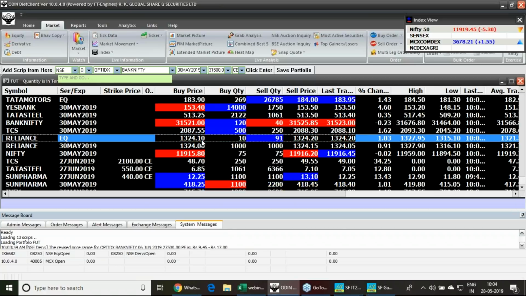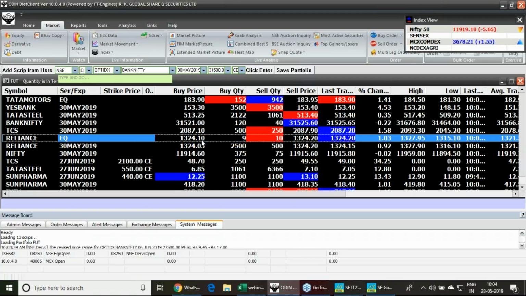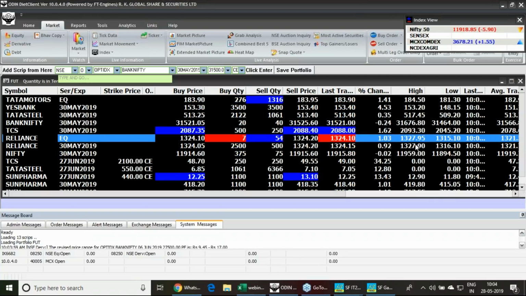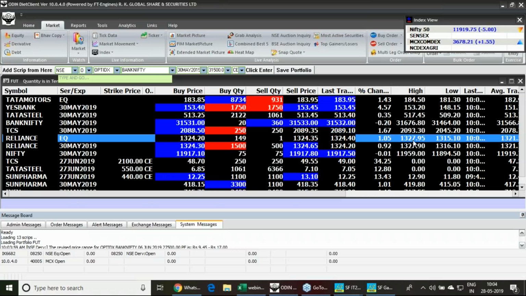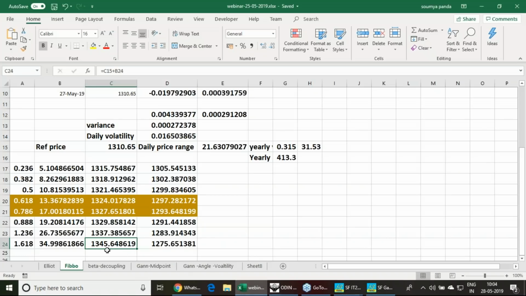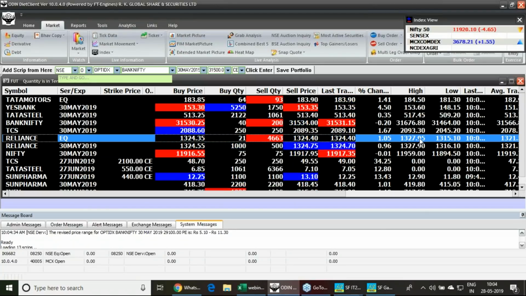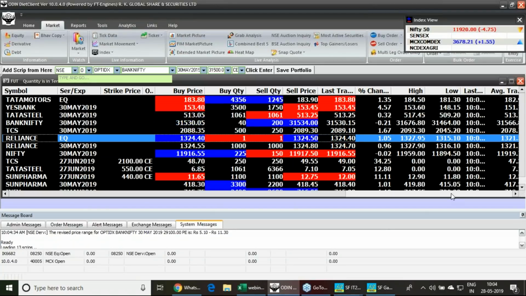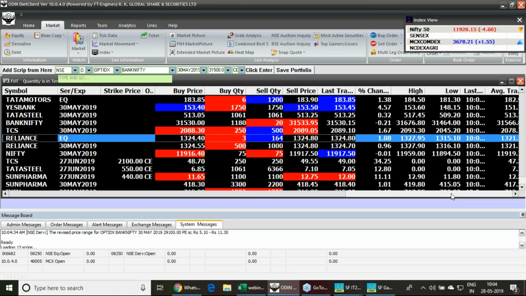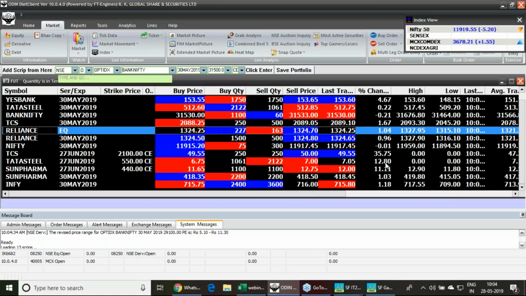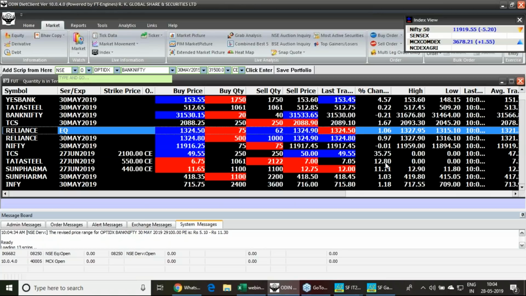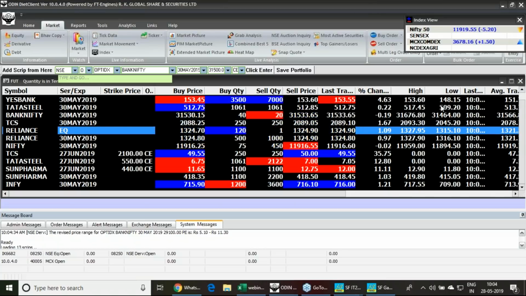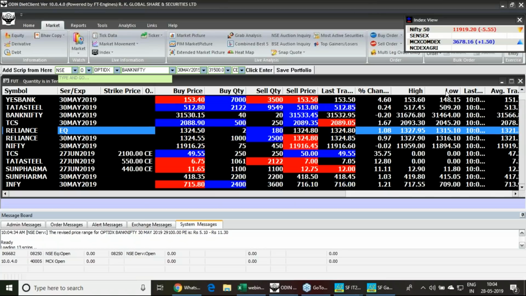Your Reliance also is at a great level of target. 1324 it has come, 1327 also it has come. 1327.65 was your calculation. 1327.95 it has retraced. There is no secret choice. I always choose only frontline stocks. So this is what I have chosen. There is no specific secret choice.